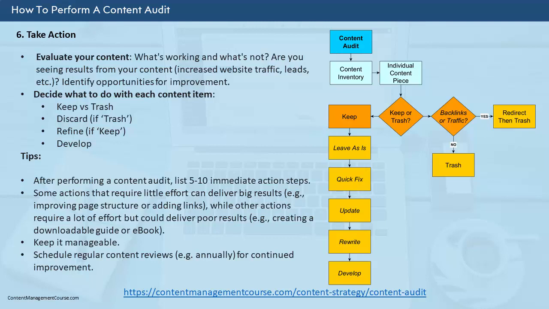Let me give you just a couple more tips before we move on. After performing a content audit, list 5 to 10 immediate action steps and start getting to work on those right away. Also, keep in mind that some actions that require little effort can deliver big results, like improving page structure, adding internal links to other content on your site, while other actions need a lot of effort but could deliver poor results, like spending weeks creating a downloadable guide or an ebook.